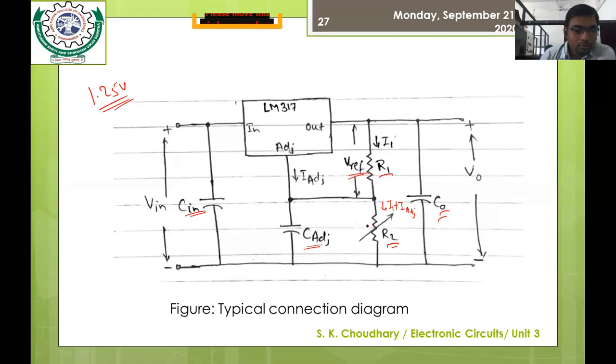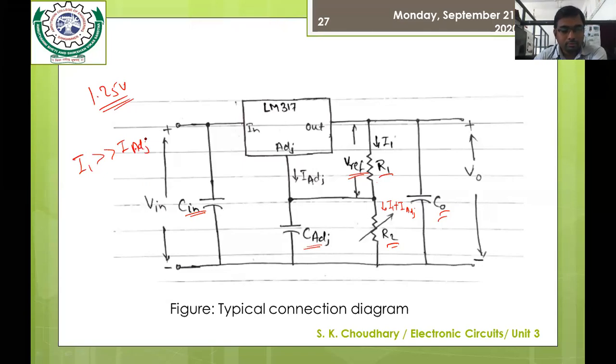So first of all, to determine the values of R1 and R2, choose the voltage divider current I1 much larger than I adjustable. So one important condition is that I1 should be much larger than I adjustable. And generally, from the data sheet, the typical value of I adjustable is 100 microampere. That is a very small value as compared to I1.